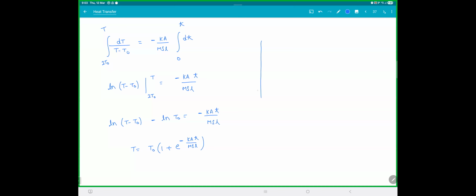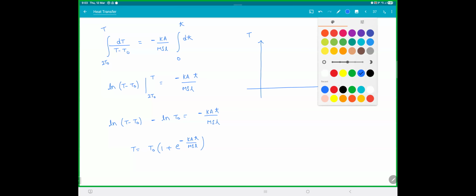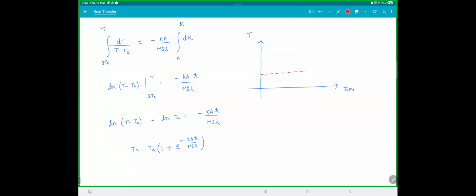If you try to plot a graph, temperature versus time, this is T naught. This is 2T naught. So the graph will keep decreasing. You'll get closer and closer to this line, but you'll never touch the line. That's how the graph would look. To have a look at this integration.